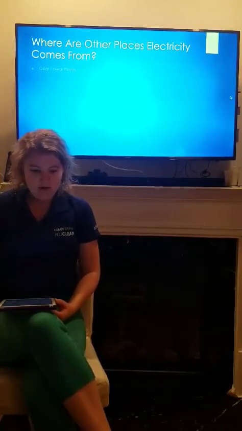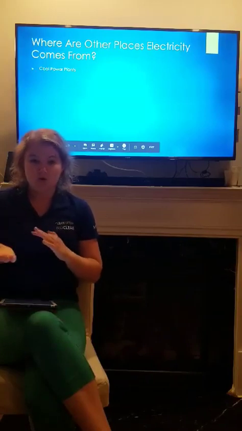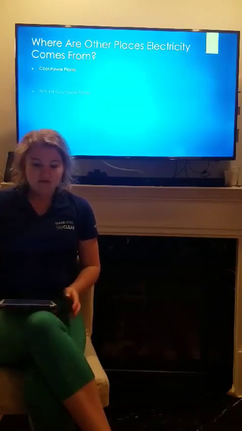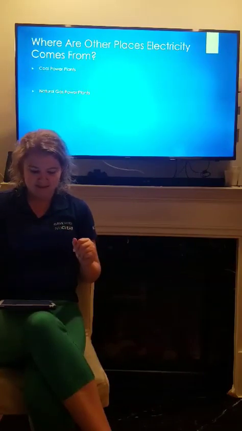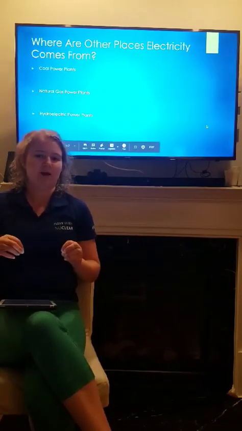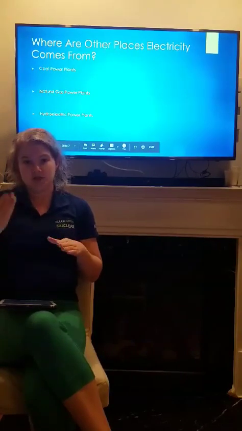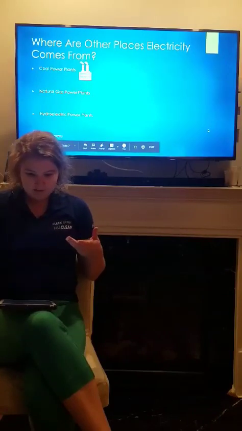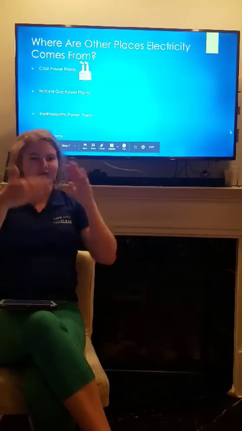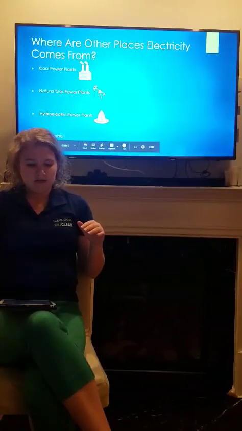So, some examples: coal plants burn coal to make electricity. Natural gas power plants burn gas to make electricity. Hydroelectric power plants, these are also called dams. They use moving water to turn turbines to make electricity. Wind farms make electricity by using the wind to turn turbines. And we have some pictures.